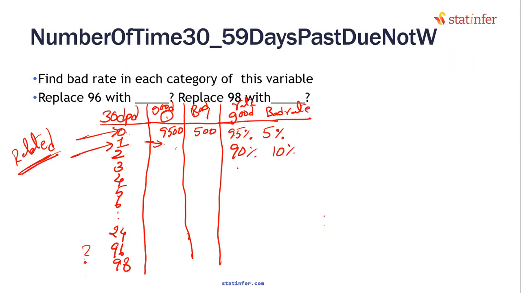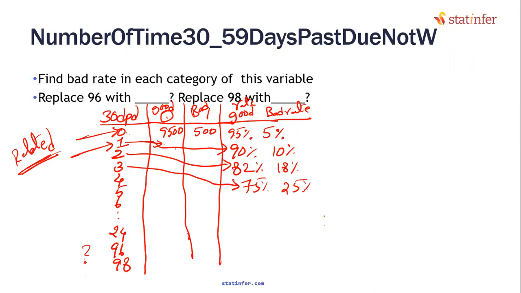What is the bad rate in bucket 2? Let's say 82%, 18%. What is the bad rate in bucket 3? Like that, maybe the bad rate in bucket 4. Let's say this is the bad rate in bucket 2. Bucket 3 bad rate is, let me say, 75% and then 25%. Bucket 4 bad rate 70%, 30%. Like that, you will find the bad rate in every bucket.